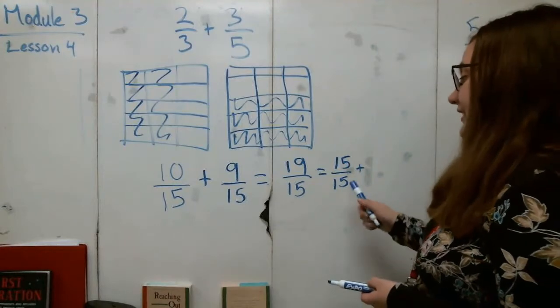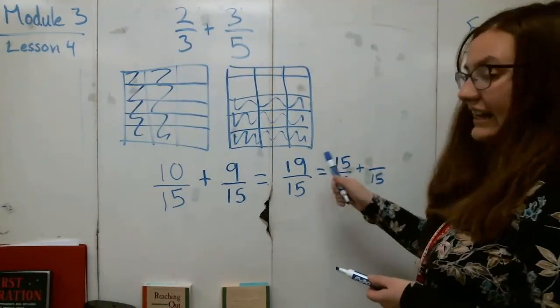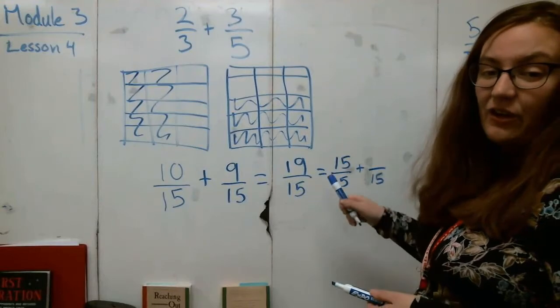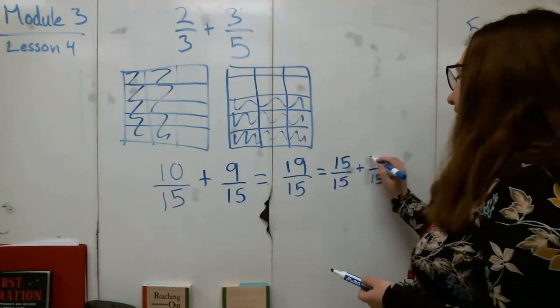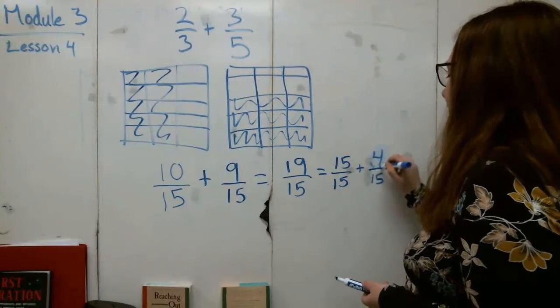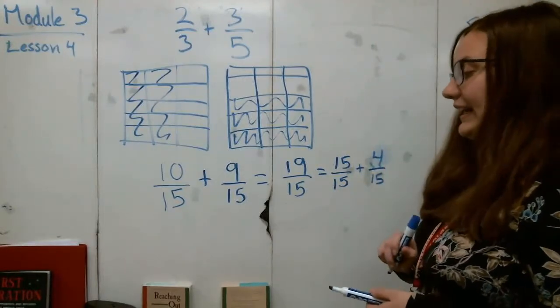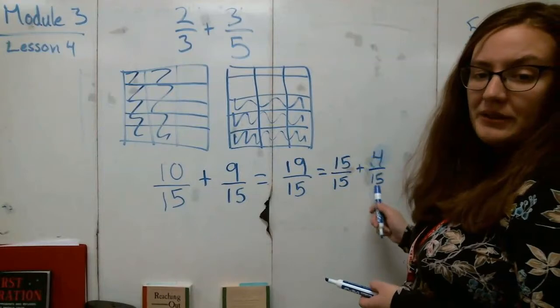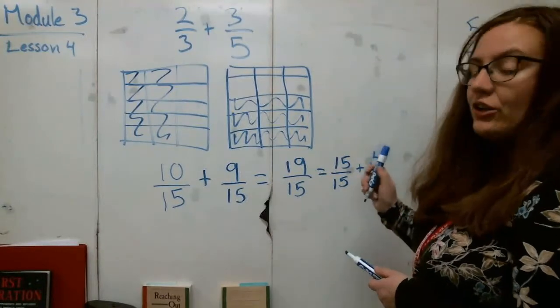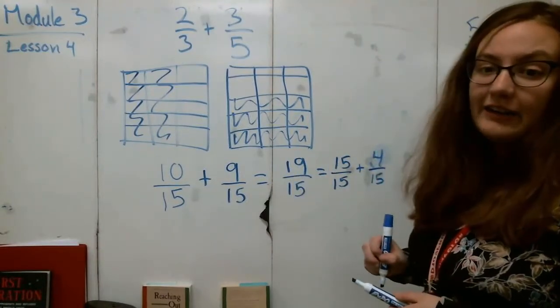And then after that, I need to think about how much more fifteenths do I need to add to get 19 fifteenths. Well, I know that 15 plus 4 is 19. Oopsies. 15 plus 4 would eventually give me 19. If you have some difficulty finding this number right here, you could always do 19 minus 15, and that can give you your number right here as well.